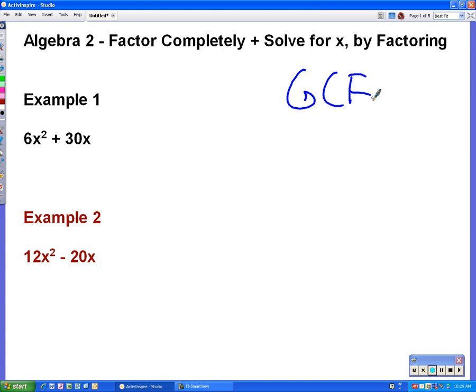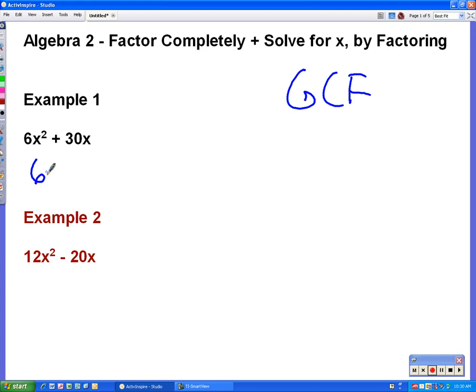Well, 6 and 30, what do they have in common? Well, they have 2 in common. They have 3 in common. But are those the greatest common factors? No. Okay, hopefully you see that the greatest common factor is 6. So we're going to pull out a 6.